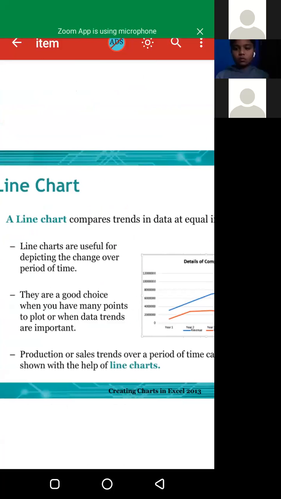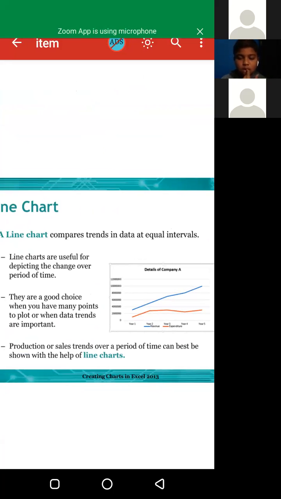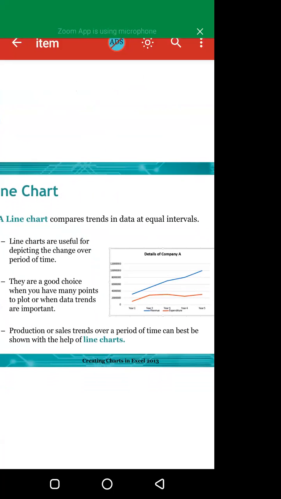Very good. Now line chart. Read the definition of line chart. A line chart compares trends in data at equal intervals. Line charts are useful for depicting change over a period of time. They are a good choice when you have many points to plot. When data trends are important, production or sales trends over a period of time can best be shown with the help of a line chart.